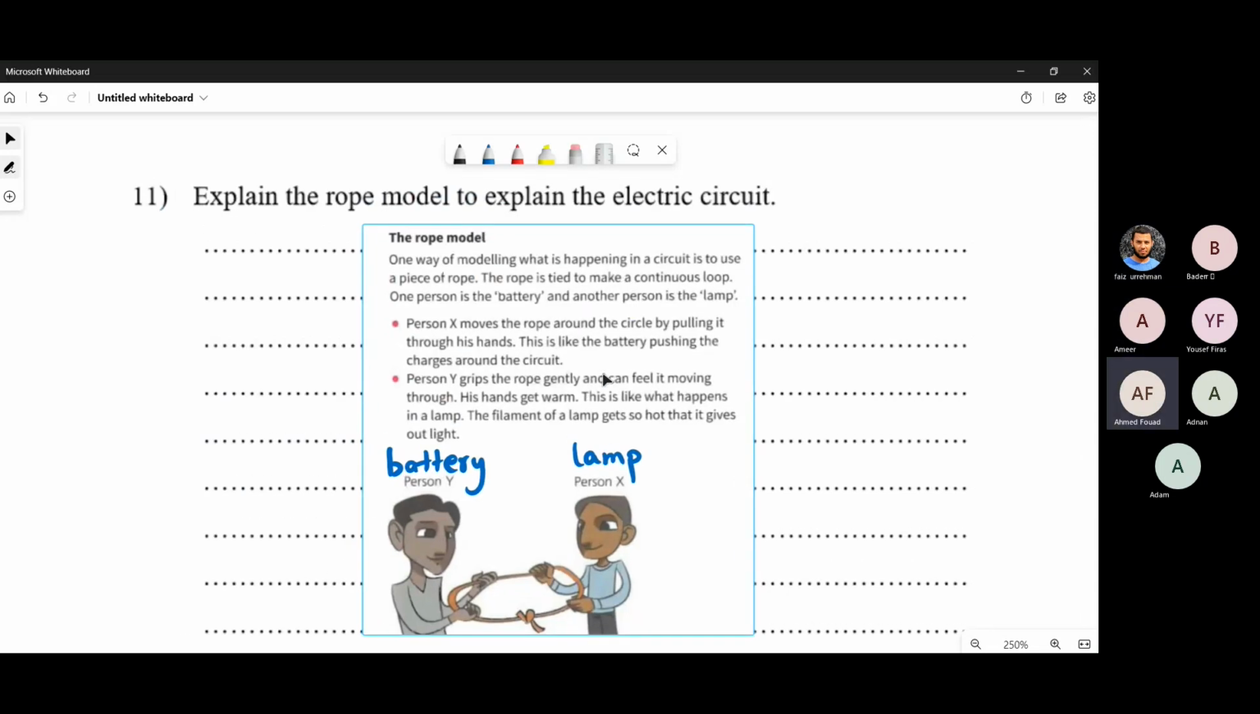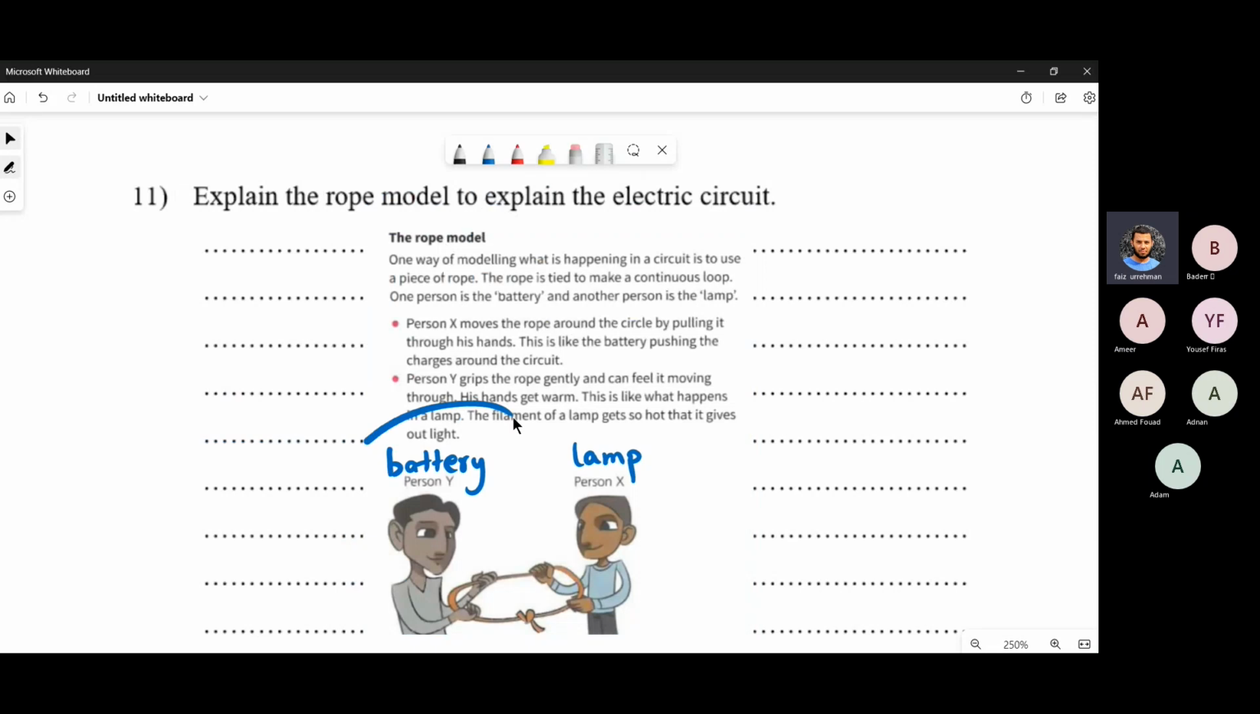So this is an activity. This is an activity to demonstrate the flow of electricity or electric current. Now, what is happening? Person X moves the rope around the circle by pulling it through his hands. Okay, so this knot, you can see this knot.